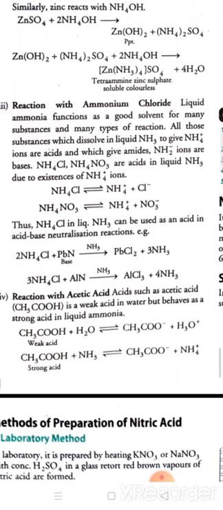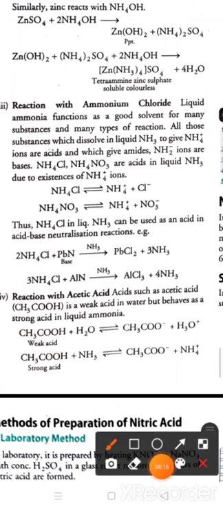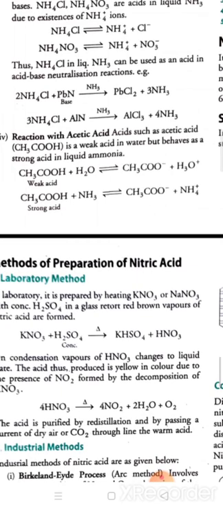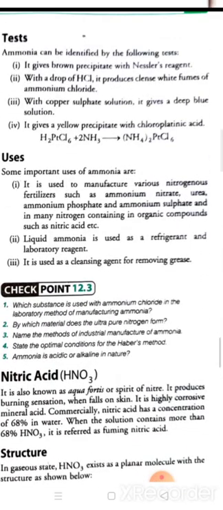Now reaction with ammonium chloride. When NH3 reacts with ammonium chloride, liquid ammonia functions as a good solvent for many substances and many types of reactions. So they can form amides. Reaction with acetic acid. Acetic acid is a weak acid in water but behaves as a strong acid in liquid ammonia. So acetic acid is actually weak, but with liquid ammonia it will behave as a strong acid.